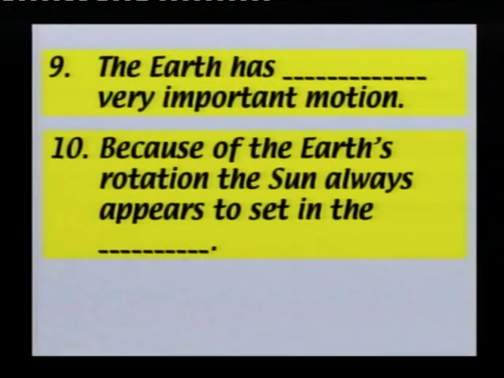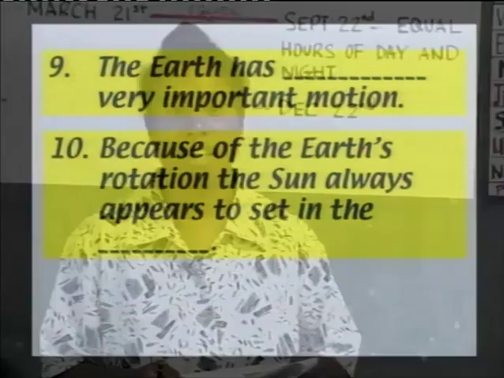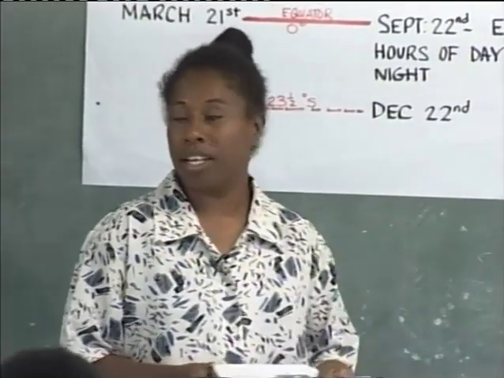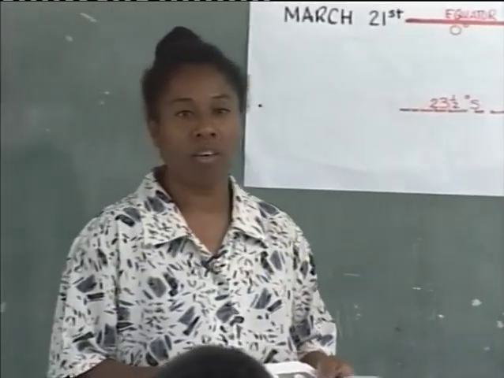The next one, question 9. The Earth has 2 very important motions. Okay, 2 is the word that should go in question 9 there. And finally, question 10. Because of the Earth's rotation, the sun always appears to set in the west. Okay, we know the sun rises in the east and it sets in the west. So the correct word that should go in question 10 there is west.